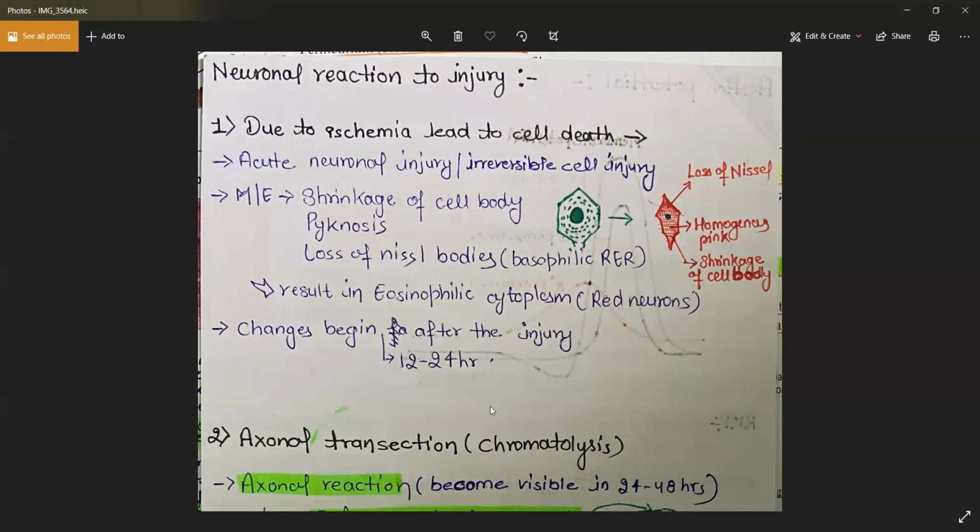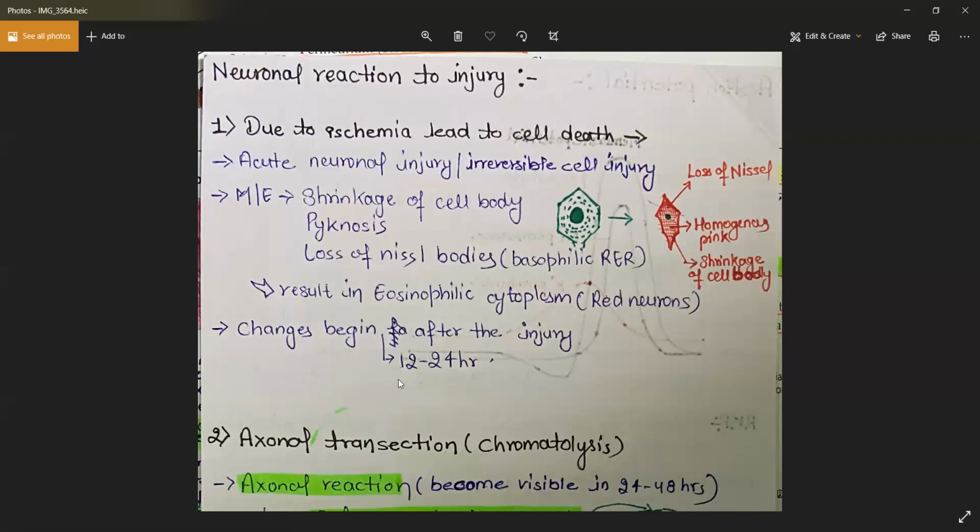Okay, and the injury will only be visible after 12 hours. Because the microscopic findings are only visible after 12 hours, the swelling would be present before the 12 hours. After 12 hours, what I will see is the shrinkage of the cells only. Is that okay? So these are the findings I will see in ischemia.